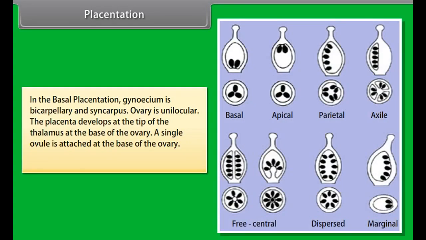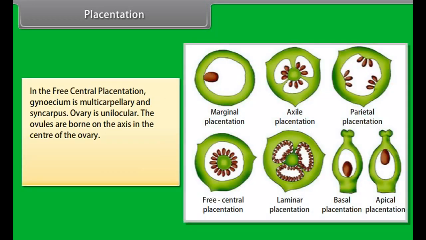In basal placentation, gynoecium is bicarpellary and syncarpous. Ovary is unilocular. The placenta develops at the tip of the thalamus at the base of the ovary. A single ovule is attached at the base of the ovary. Example, Clematis. In free central placentation, gynoecium is multicarpellary and syncarpous.